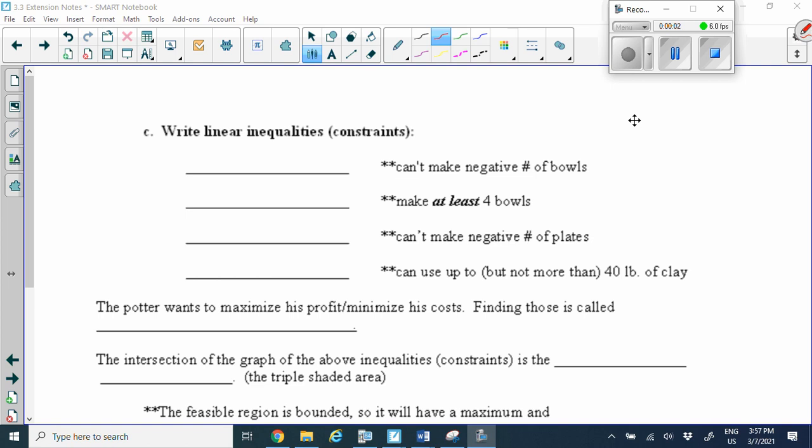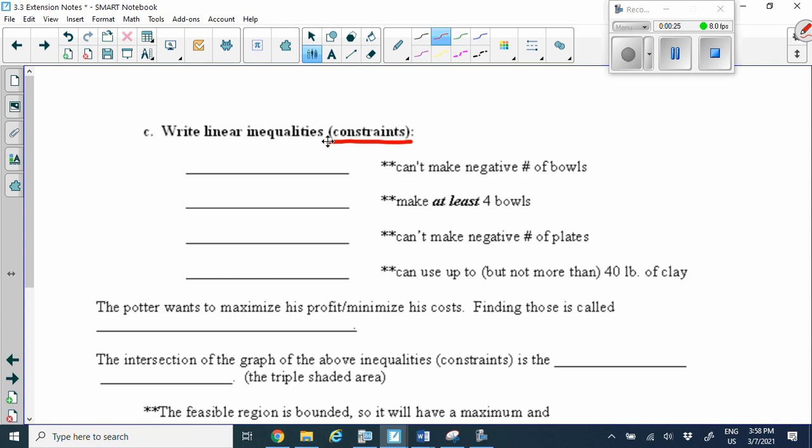Okay, here's part 2 of the 3.3 extension. We're now going to write linear inequalities. These are what we also call our constraints, okay? We're going to call them constraints because when we graph, we're going to have a feasible area, and we're going to do shading, and that's where our constraints or linear inequalities are going to come in handy.